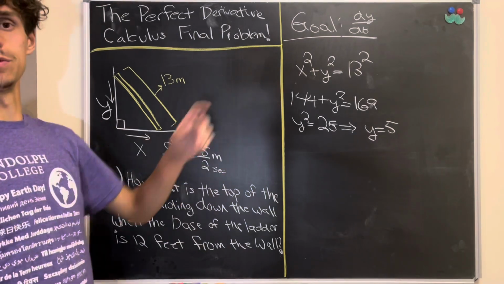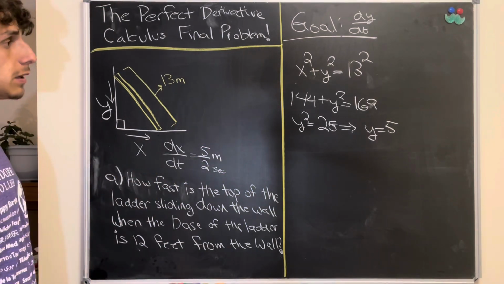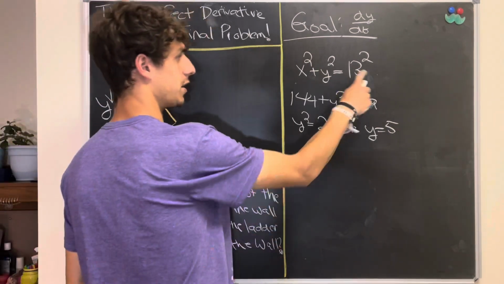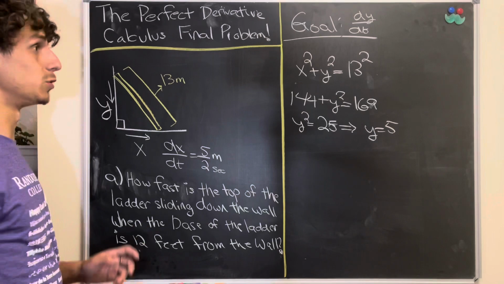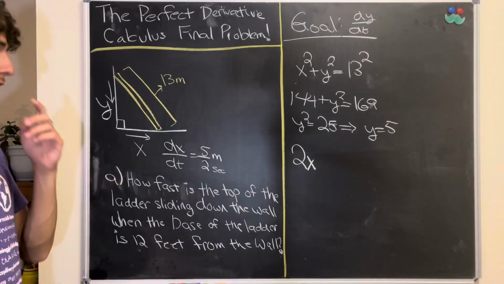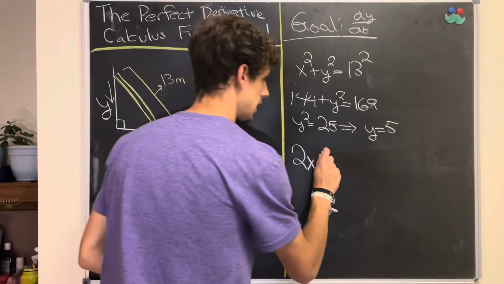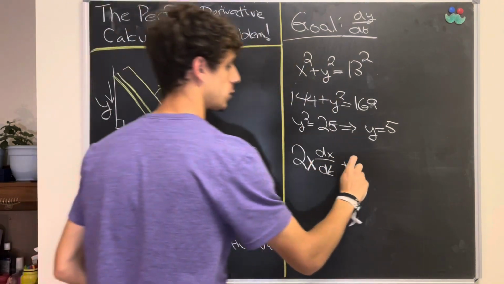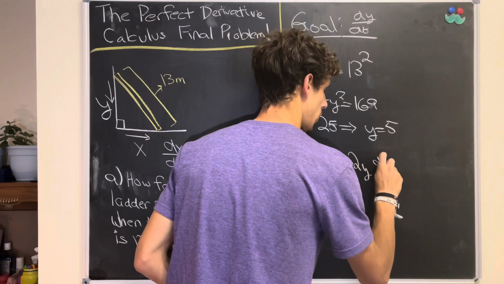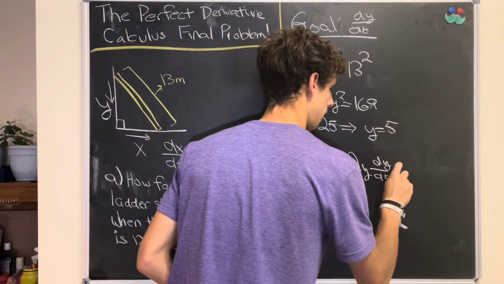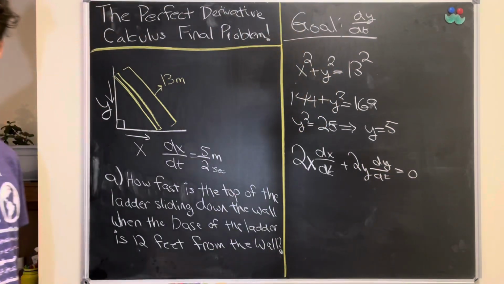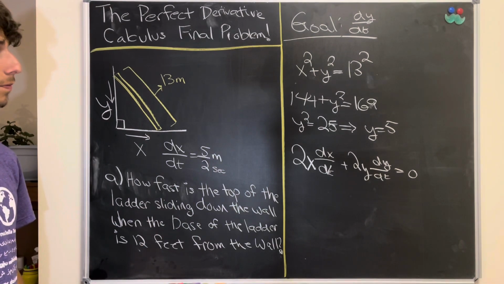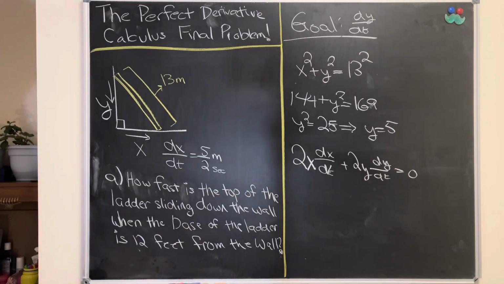Again, we're going to use this equation x squared plus y squared equals 13 squared. What we want to do here is take the derivative of this entire equation with respect to t. So the derivative of x squared with respect to t is 2x dx dt. Same with y squared, that's going to be 2y dy dt, equals 0, because the derivative of a constant is just 0. In this case, that constant is 169. But now we can solve this equation for dy dt.